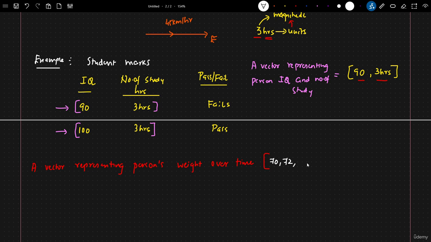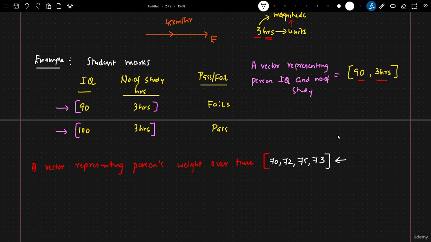In February, the person is weighing 72. In March, the person is weighing 75. And in April, the person is weighing 73. So this also represents a vector with respect to time, right? So this was for Jan, Feb, March, April.